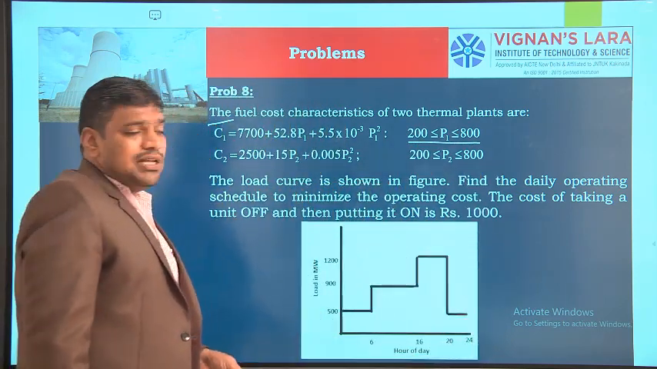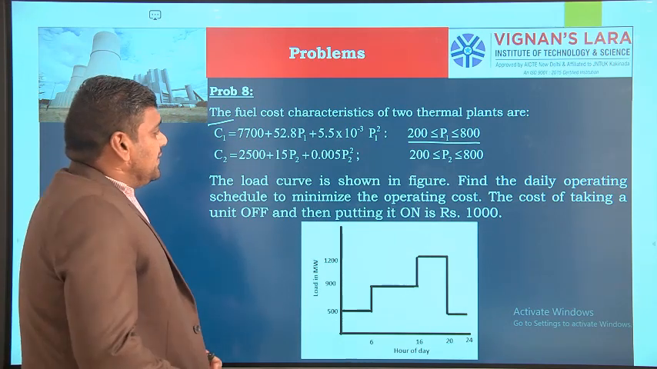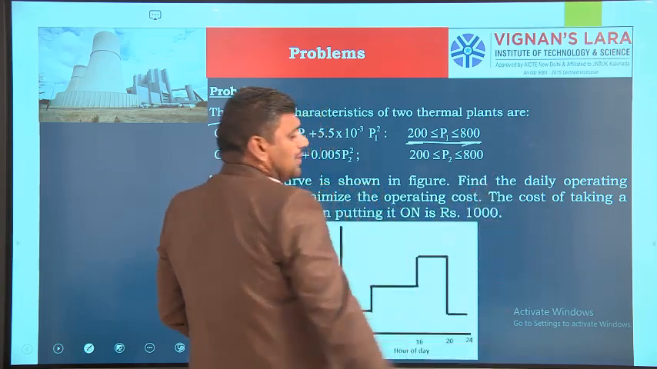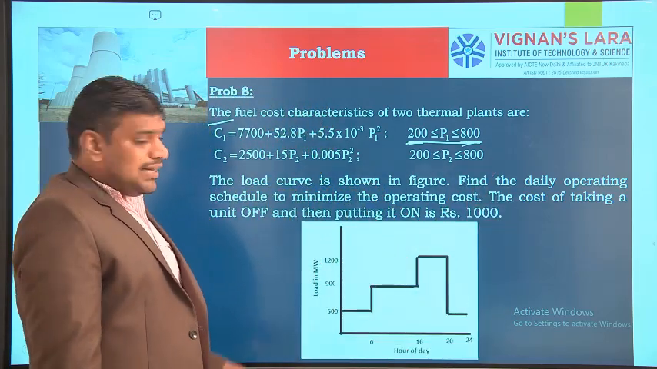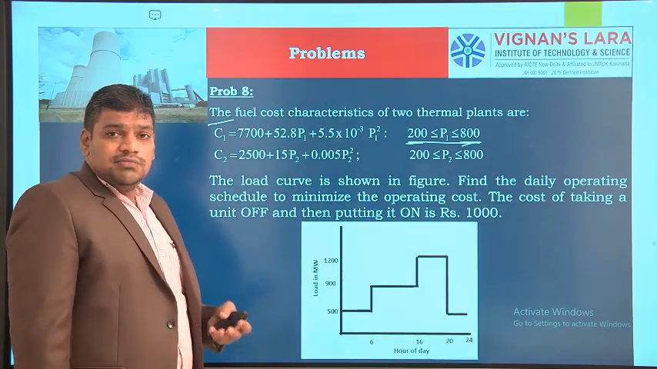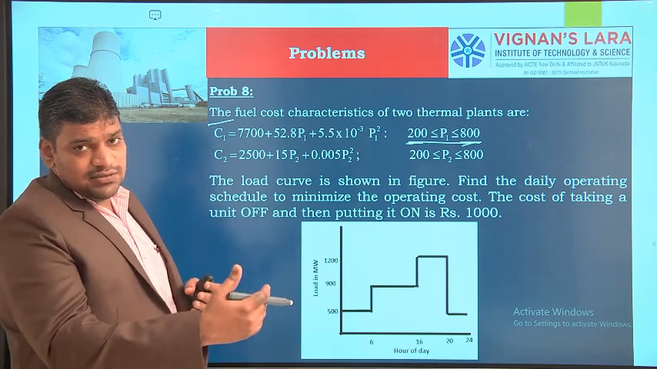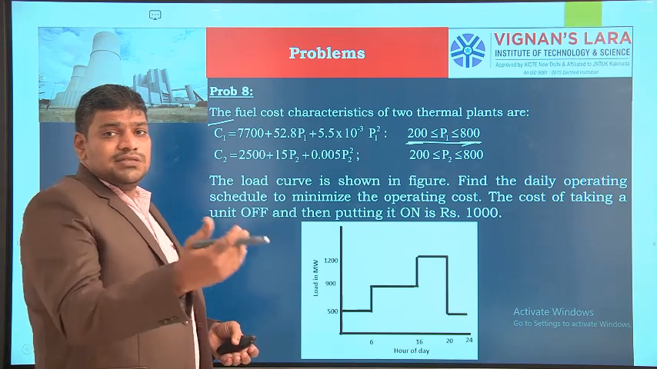So P1 should be within the limits of 200 and 800. That means 200 is the minimum value and 800 megawatts will be the maximum value. The real power generation of the first plant must be within these two limits only. It is not possible to go beyond these limits. The minimum is 200, maximum is 800 megawatts.